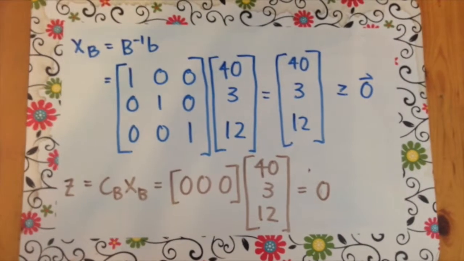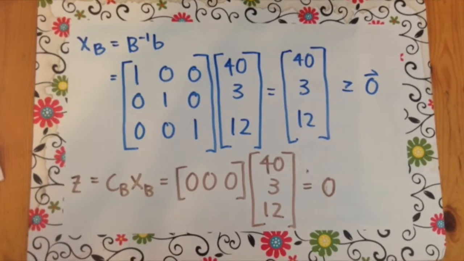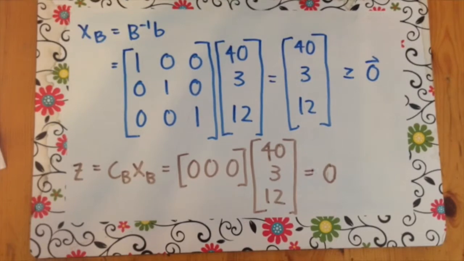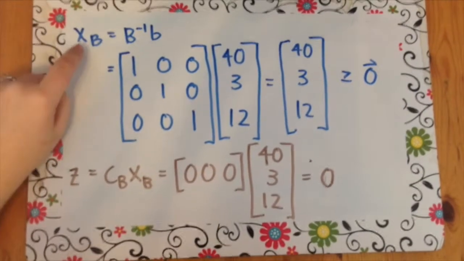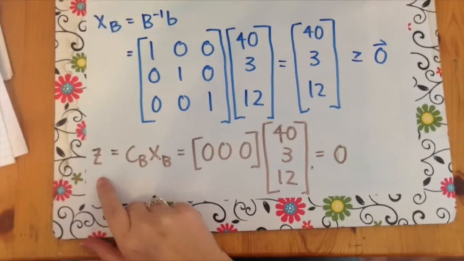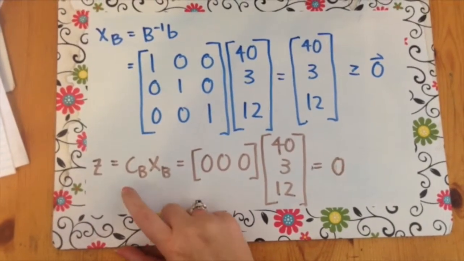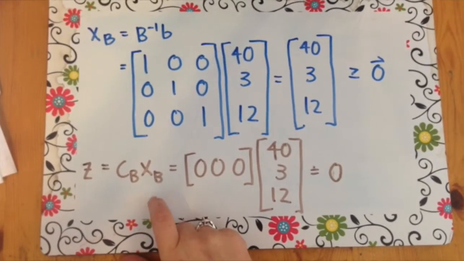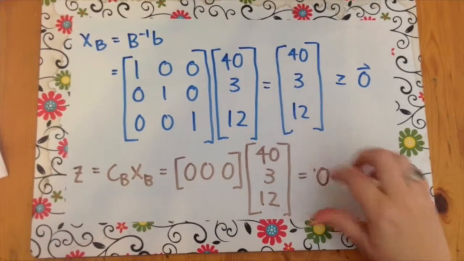So we're now at step 1 in matrix form. We need to solve for xB and z given our current set of basic variables. In order to find xB, we simply do B inverse times b. z is equal to our basic cost coefficients times our basic technological coefficient, which is equal to 0.